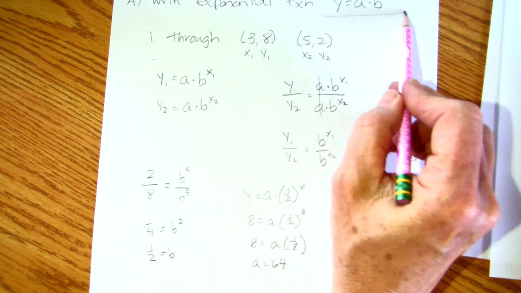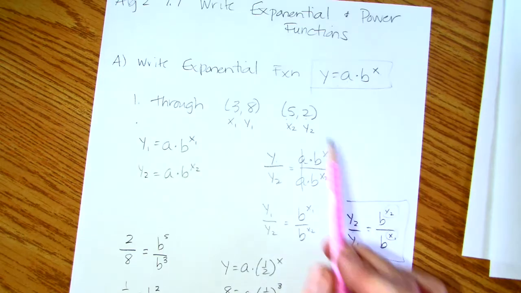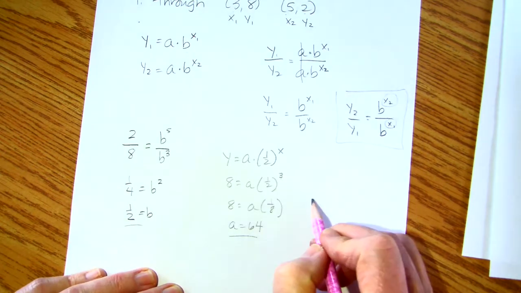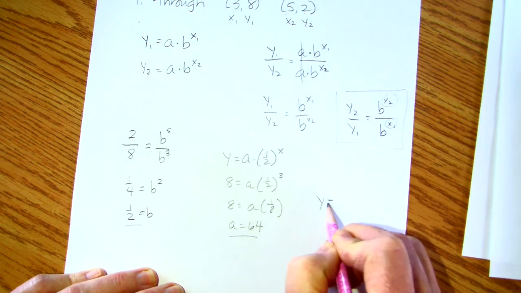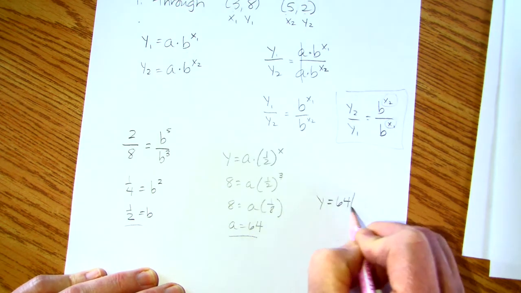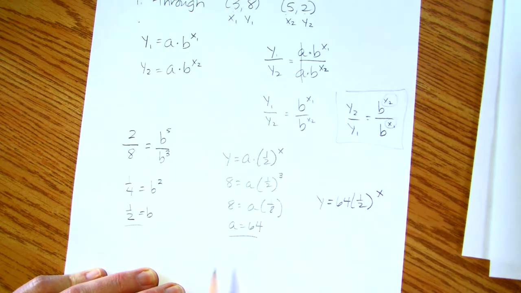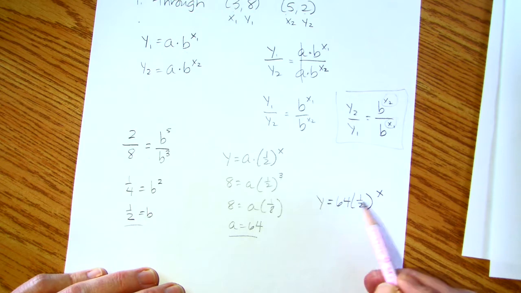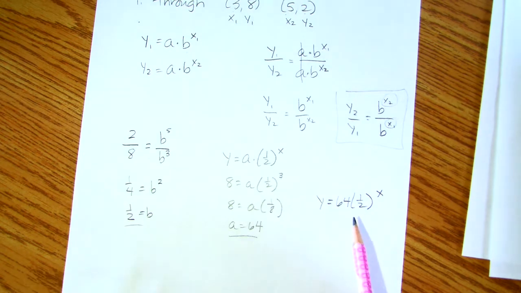So the question is, write this relationship, y equals a times b to the x. I found my b, I found my a, and the relationship then is y equals 64 times 1/2 to the x. I started with 64 teams in the tournament, and through every cycle we only have a half left, or every set of games there's only a half of those teams left.